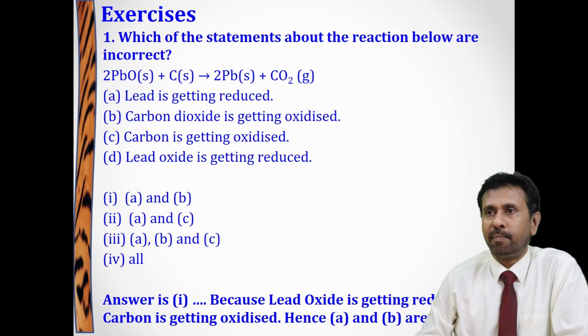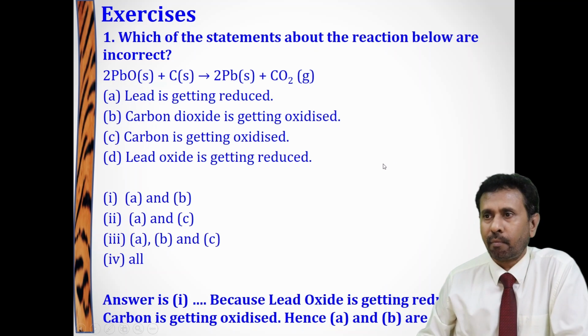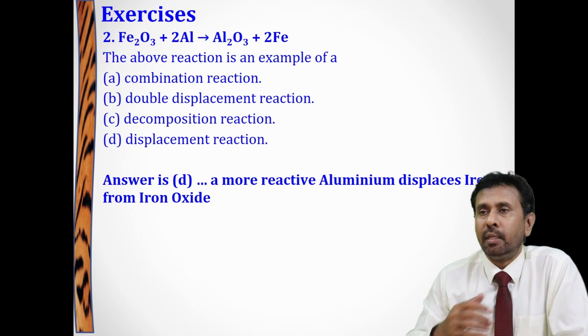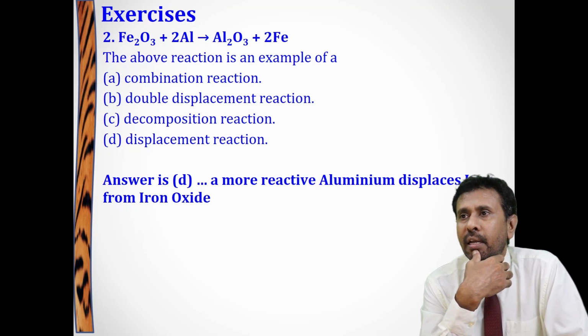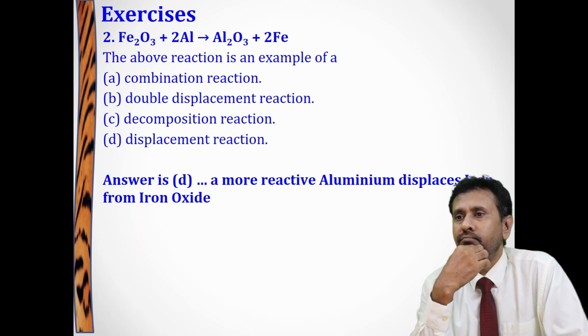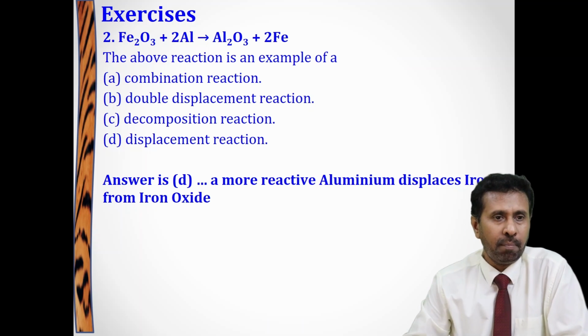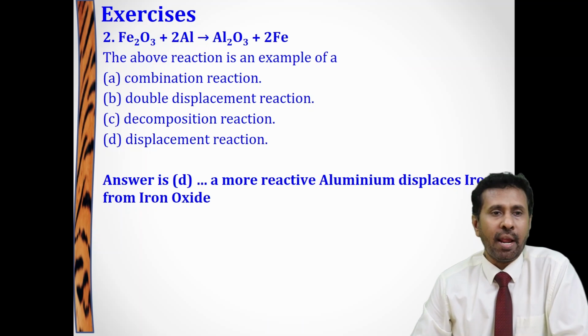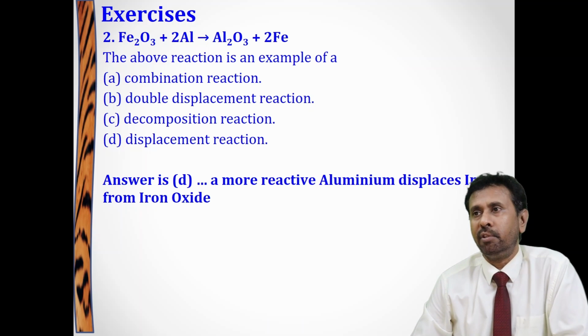Let's go to the next. Fe2O3 plus 2Al gives Al2O3 plus Fe. The above reaction is an example of a replacement of iron. Aluminium displaces iron, so this is an example of a displacement reaction. So the answer is D. Aluminium is more reactive than iron and it displaces iron.